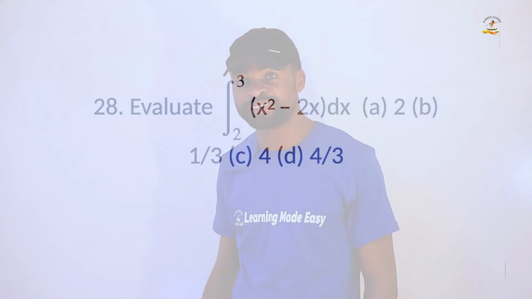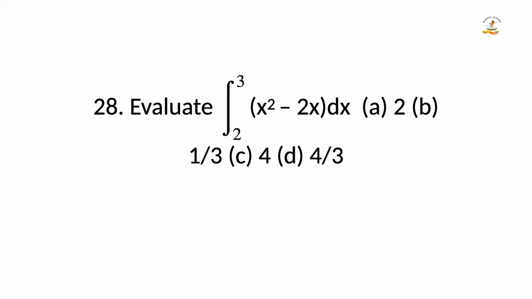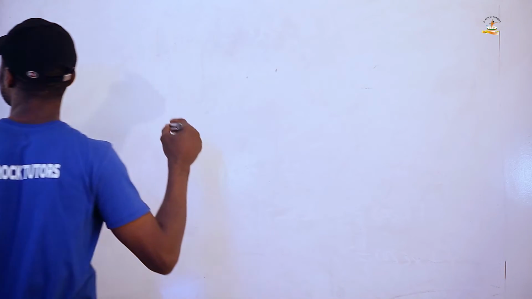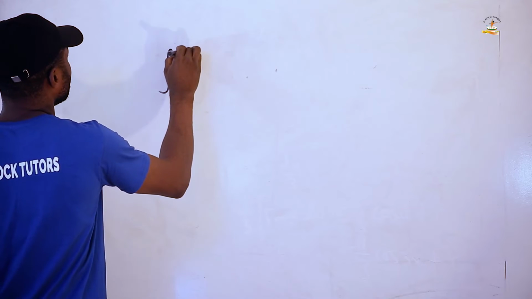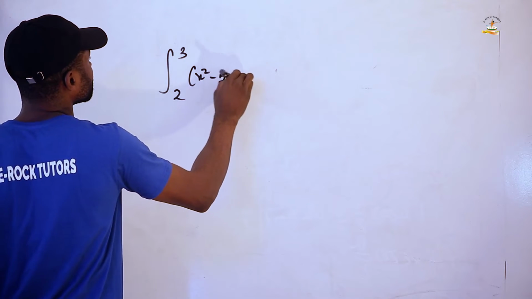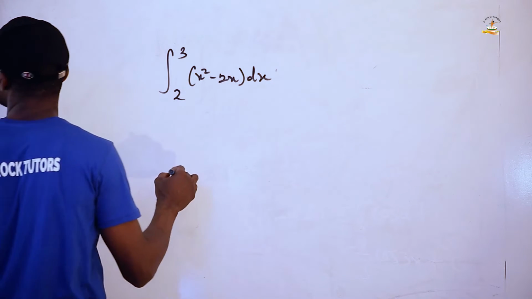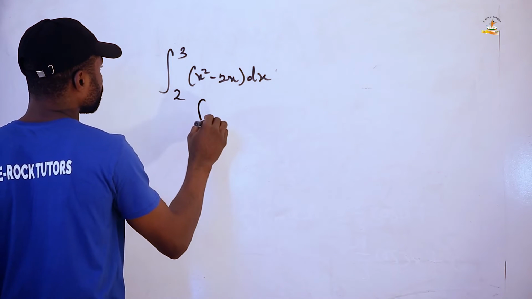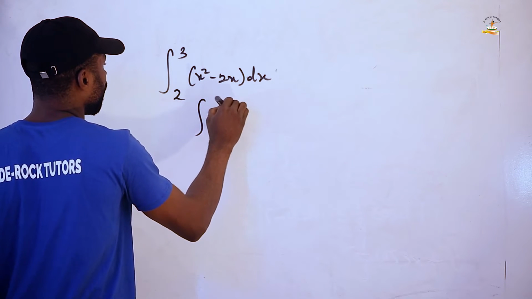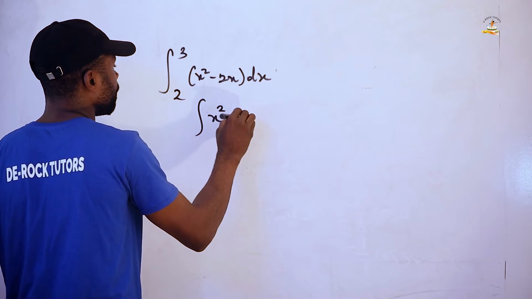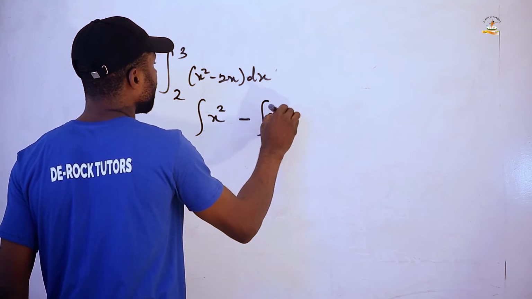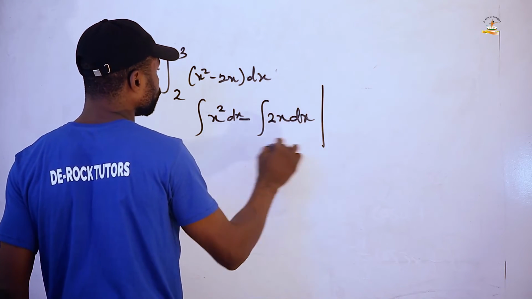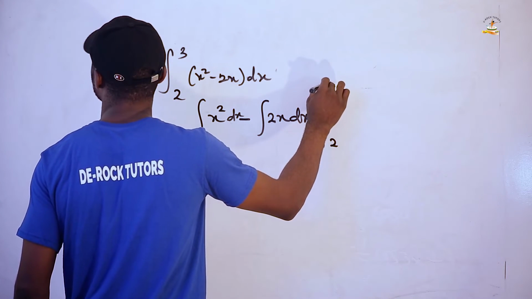Question number 28 is still on definite integral. We are integrating x squared minus 2x dx between 2 and 3. So we have the integral from 2 to 3 of x squared minus 2x dx. As it is here, we are going to integrate each term individually, and it's going to be the integral of x squared minus the integral of 2x dx. The limits are 2 to 3.